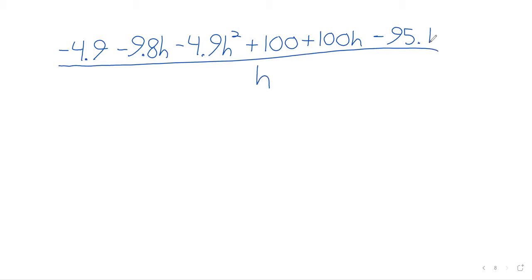And now something nice is happening. It probably doesn't look that way at first glance. It probably looks pretty all around unappealing. But this 100 and that negative 4.9 make 95.1. So those two numbers together cancel out that 95.1.